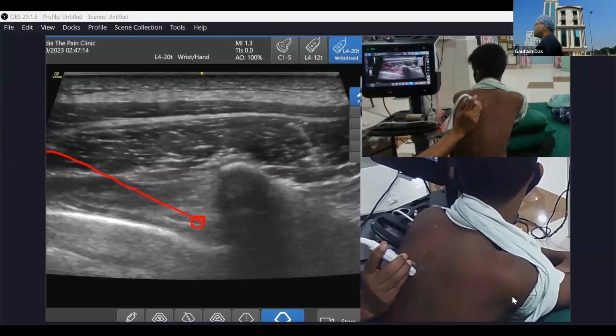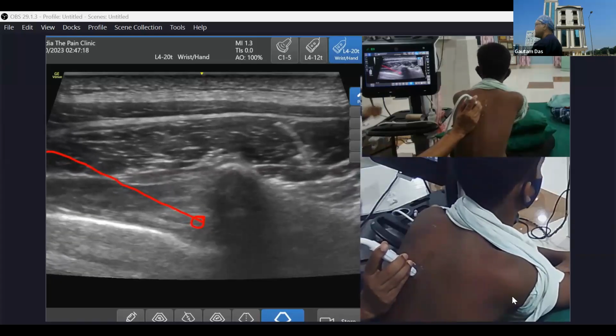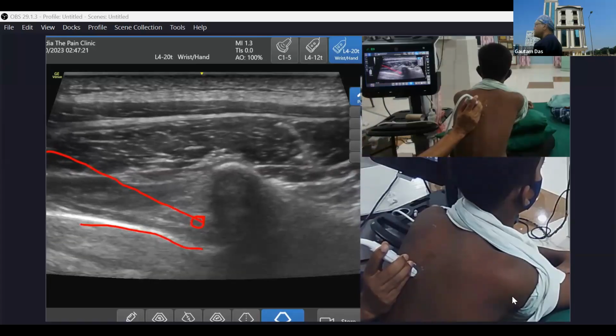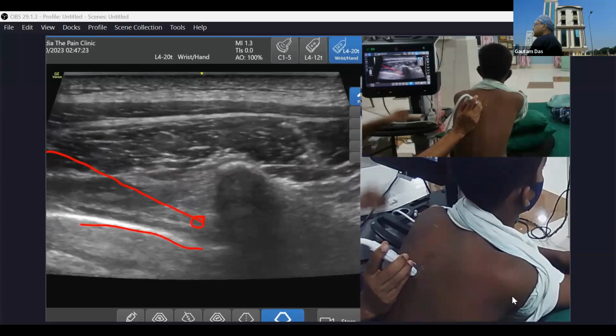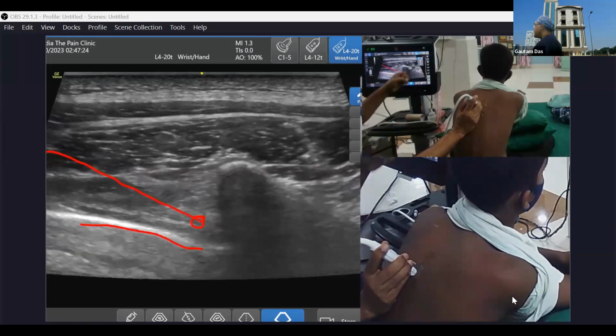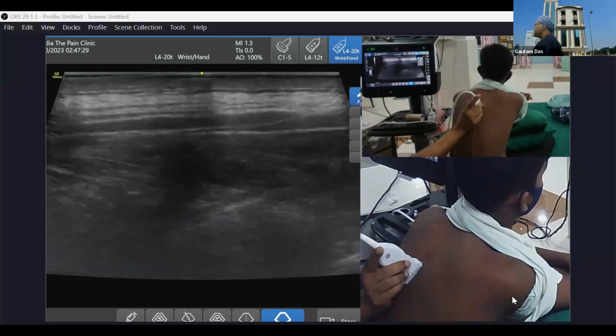Just lateral to the acoustic shadow of the transverse process and above the pleura. So this is the in-plane technique. This is safer. And another is your out-of-plane technique. So now the aspect marker is above.